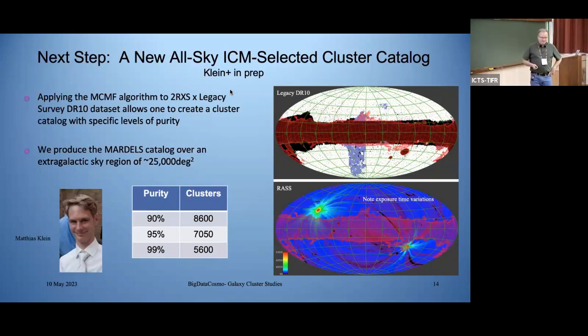So in the last few minutes, and I'm not sure how fast I go over this, I wanted to talk about something that we've been working on. Matthias Klein has been leading this effort. It's an all-sky ICM-selected or X-ray selected cluster catalog. So let me tell you about it. It should be on the archive in a matter of a couple of weeks.